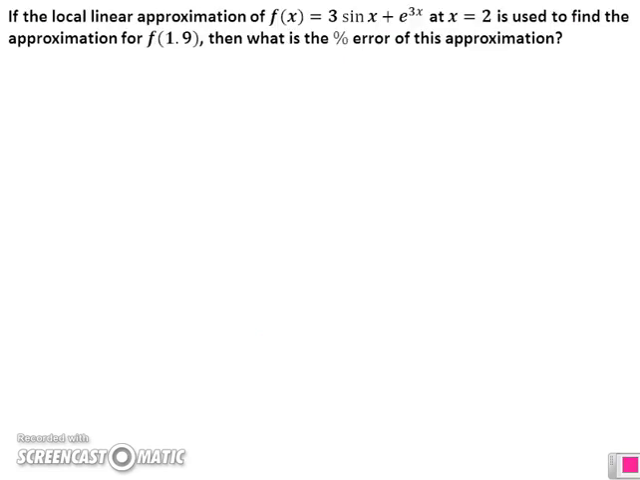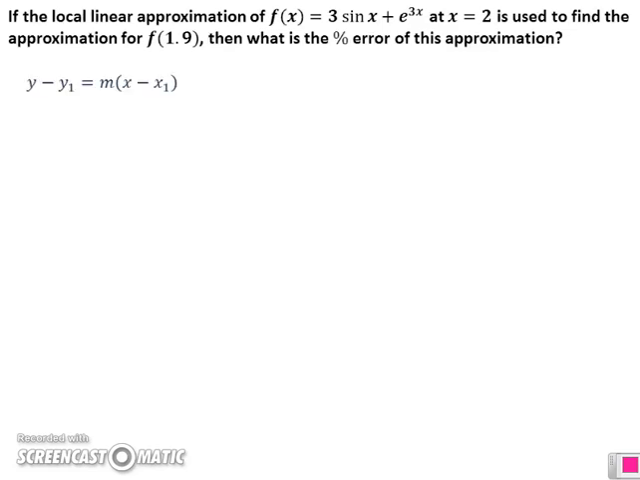Next one. If the local linear approximation of f of x equals 3 sine x plus e to the 3x power at x equals 2, it's fun to read math, right? If the local linear approximation of f of x is used to find the approximation for f of 1.9, so that's the one like we did 2 examples ago, then what is the percent error of this approximation?